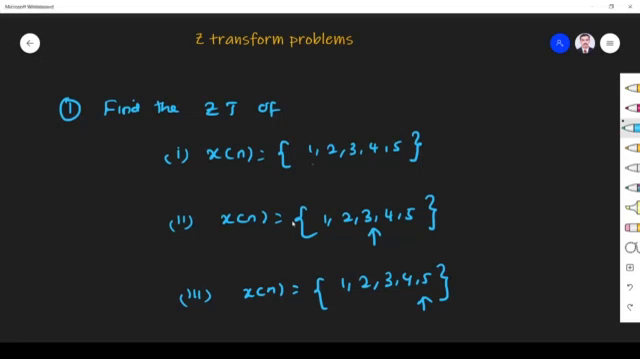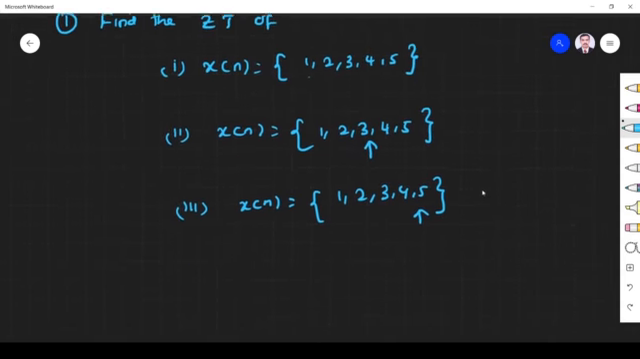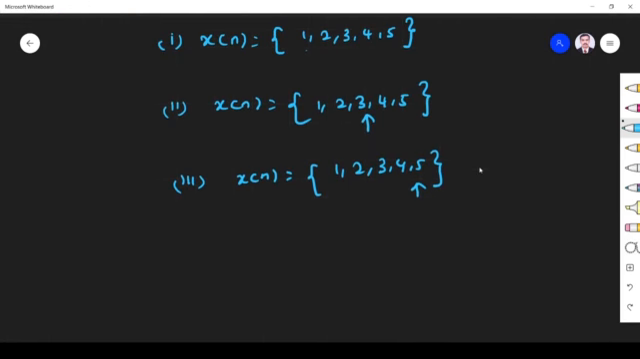Hi friends, in this video we see the z-transform related basic problems. Let us see the first problem. Find the z-transform of the following sequences. They gave three sequences. Let us see how to find the z-transform.